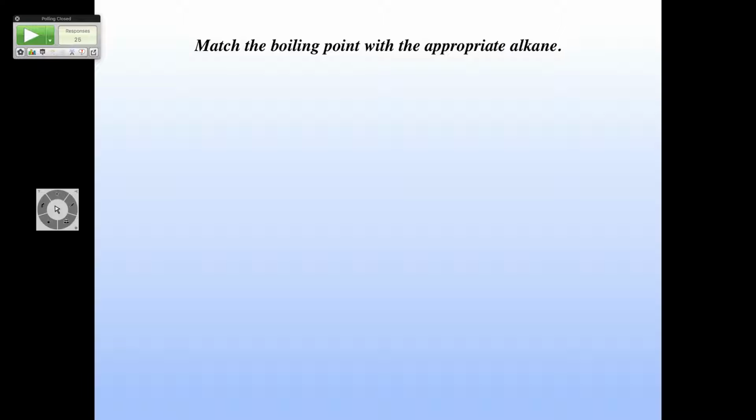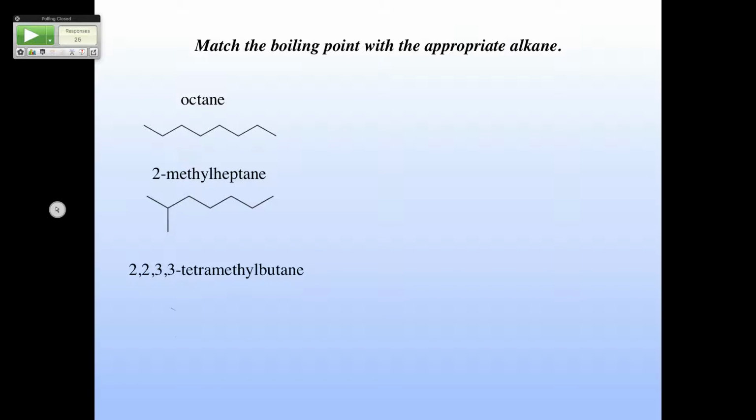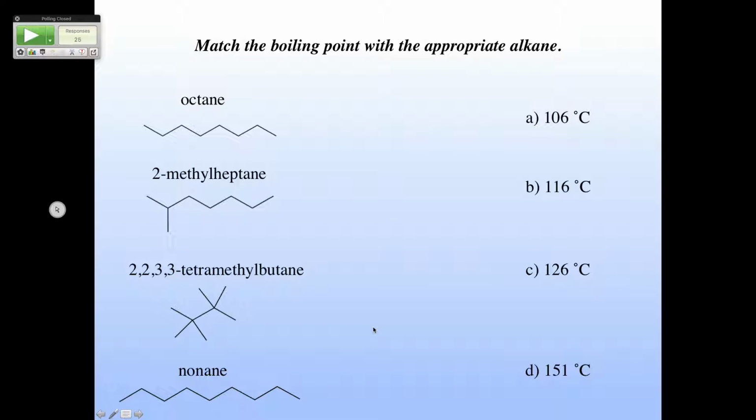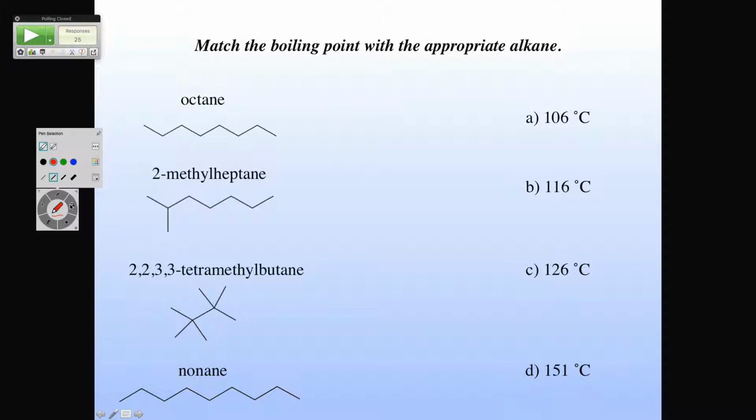Okay, match the boiling point with the appropriate alkane. Here are the 4 alkanes that we're looking at, and here are our boiling point choices. You got this on a slide, I hope. I'm pretty sure I did that. So what do you think? Anybody have any thoughts at all?